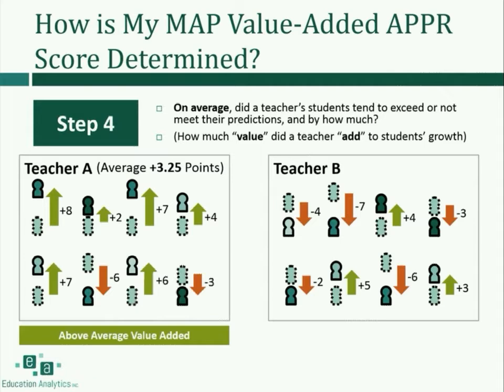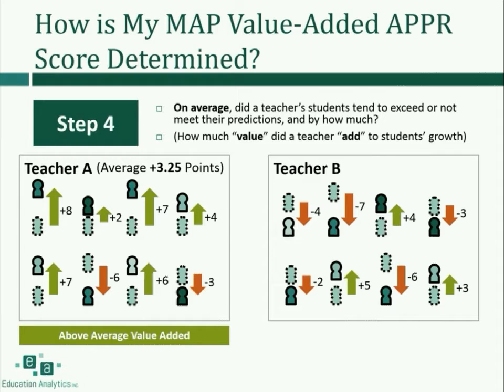On average, those kids tended to exceed their predictions after we controlled for all these different things, including the starting point of the kids, the demographic characteristics of the students, the test window between the fall and the MAP score, the instructional days that were occurring between those two periods of time. So after all those adjustments, those students tended to beat their statistical predictions. That tells us that the teacher had an above average value added.